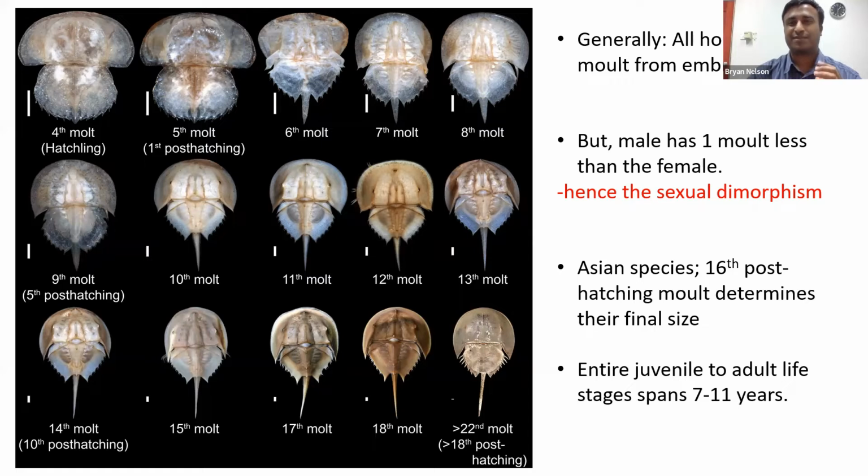So what they learned was the male has one molt cycle less than the female. And therefore the female is larger and the male is smaller. Okay. So roughly the entire growth period will take 7 to 11 years.